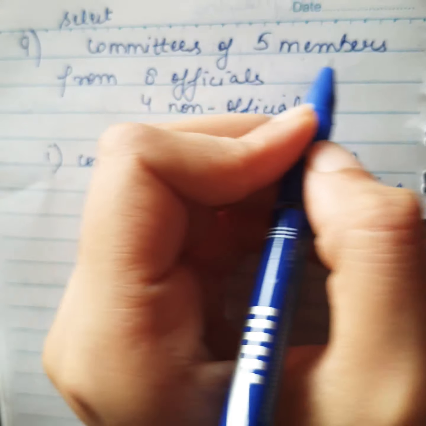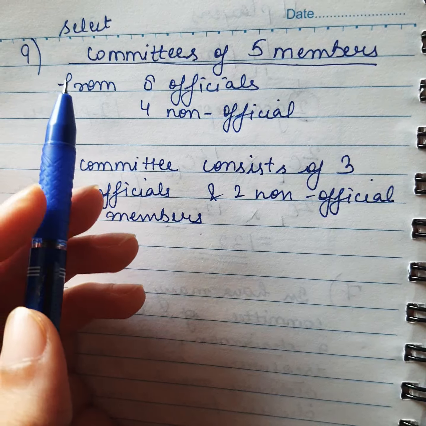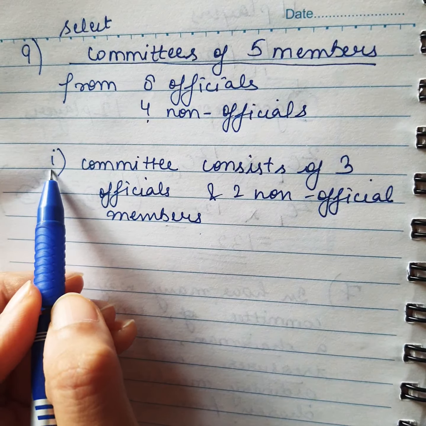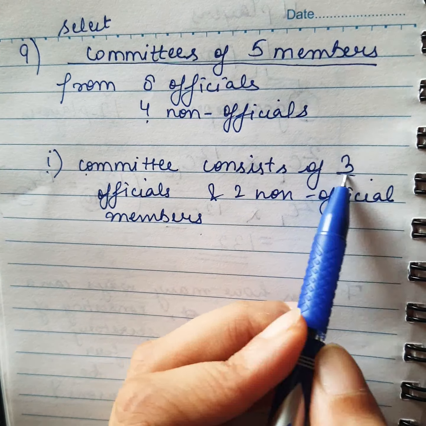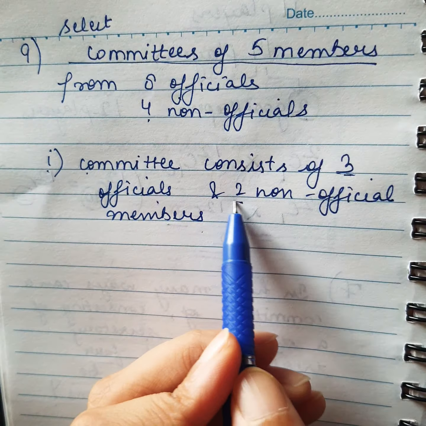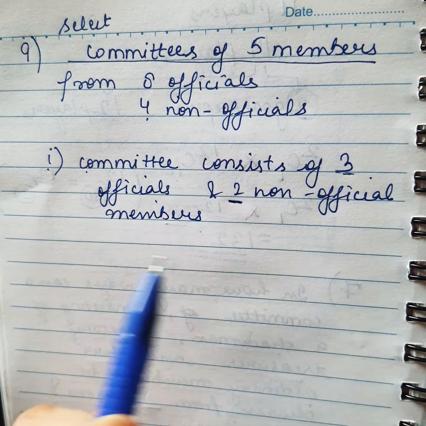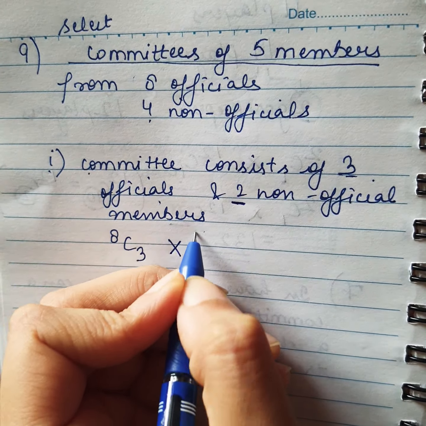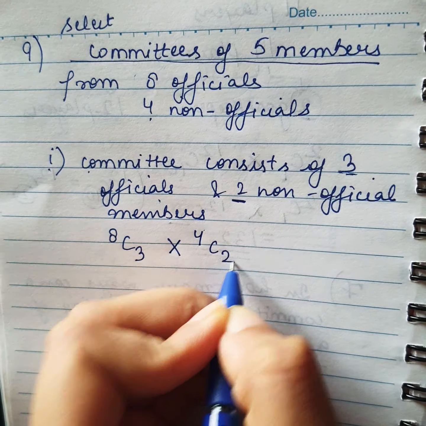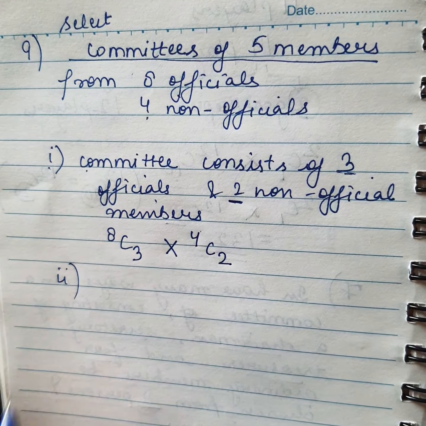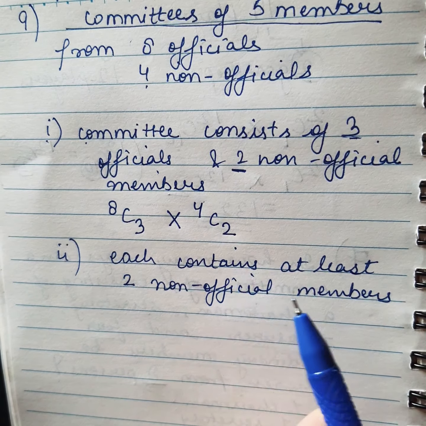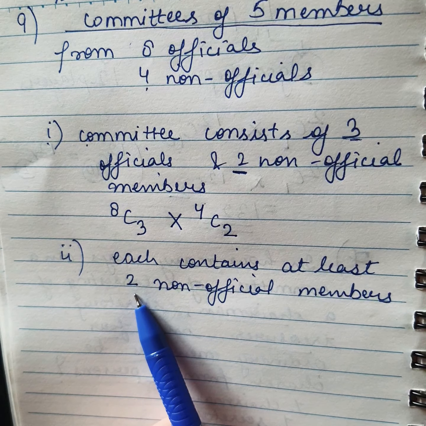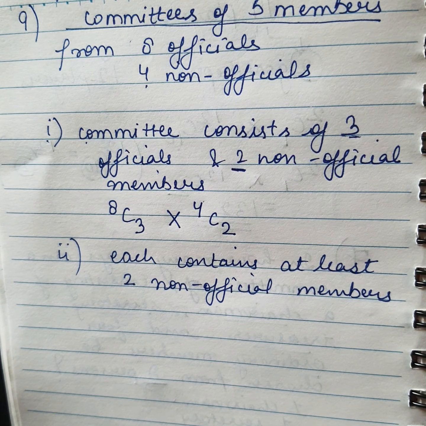Select committees of 5 members. So we have to make combinations of 5 members from 8 officials and 4 non-officials. The cases given are: first case, the committee consists of exactly 3 officials out of 8 and exactly 2 non-officials out of 4. So out of 8 officials we are selecting 3 and out of 4 non-officials we are selecting 2. Then the second part says each consists of at least 2 non-official members, meaning it can be more than 2 but not less than 2. So let's make different combination cases.